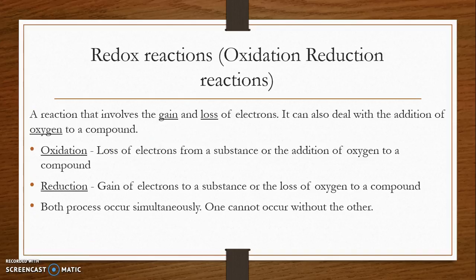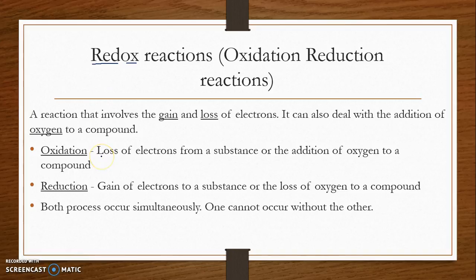Yay, easy. All right, so redox reactions. We call them redox because we don't like to say oxidation reduction. It's just too long. So we put them together, redox. The first part is for the reduction, and OX is for the oxidation, of course. All right, so a redox reaction is one that involves the gain and loss of electrons. It can also deal with the addition of oxygen to a compound. So oxidation is the loss of electrons from a substance or the addition of oxygen to a compound.